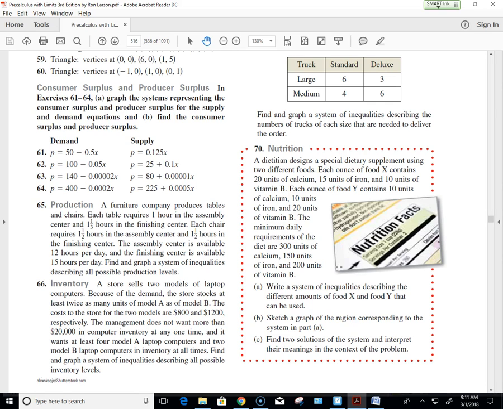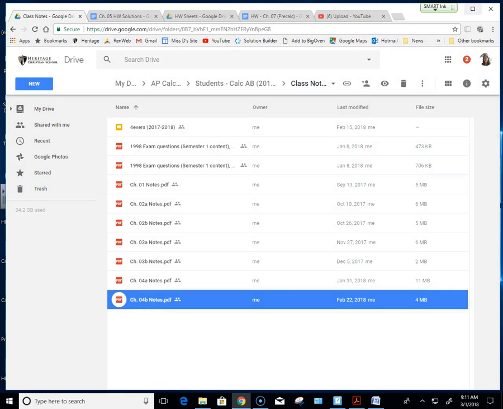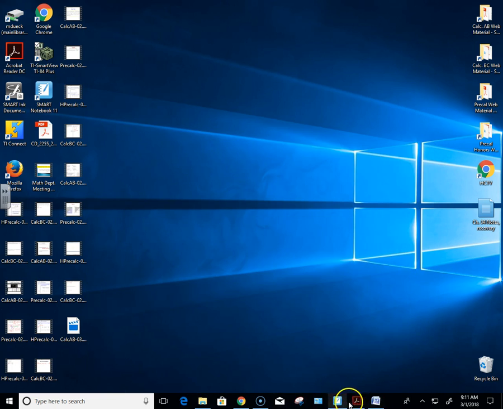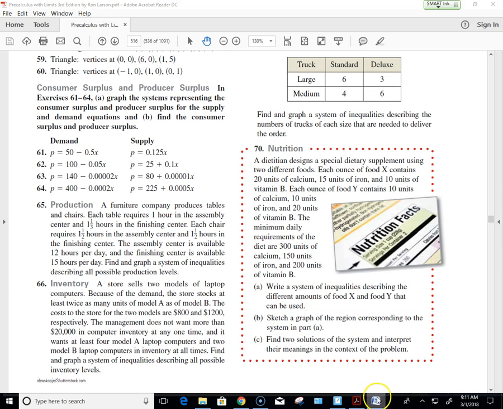Graph the systems representing the consumer surplus and producer surplus for the supply and demand equations. Okay, we have equation 1. We have equation 2. Now, what do you guys think? Looking at these numbers, do you think I expected you to do this by hand or by calculator? Oh yeah, definitely calculator. Okay, so if we went ahead and plugged that in, because how would you do a slope of 0.00002? I'm not that crazy. I'm crazy, but not that crazy. Oops, that's not what we want. There we go. Let me close out of him because we don't need him anymore.